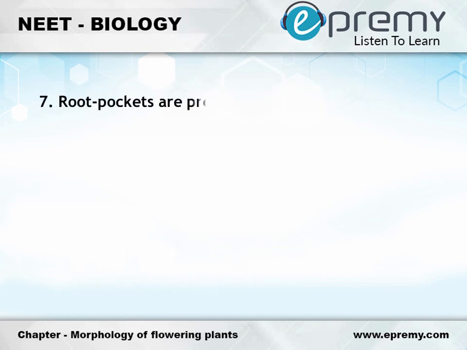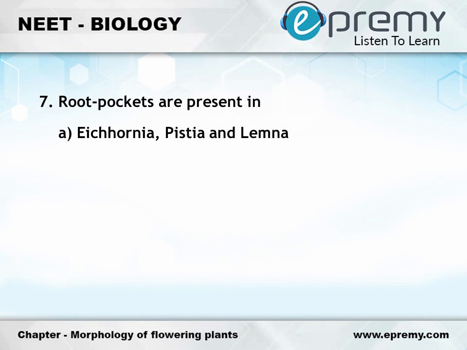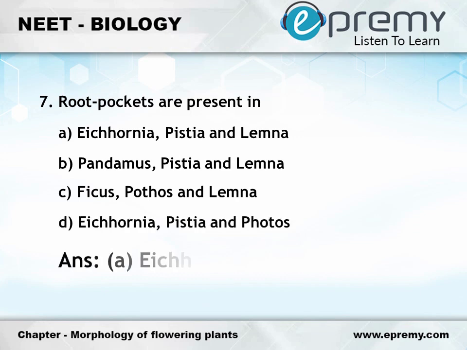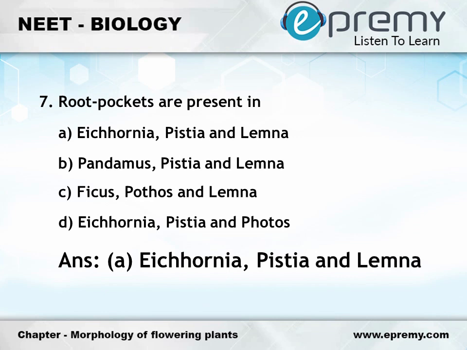Question number 7. Root pockets are present in option A, Eichhornia, Pistia and Lemna, option B, Pandanus, Pistia and Lemna, option C, Ficus, Pothos and Lemna, option D, Eichhornia, Pistia and Pothos. The answer is option A, Eichhornia, Pistia and Lemna.